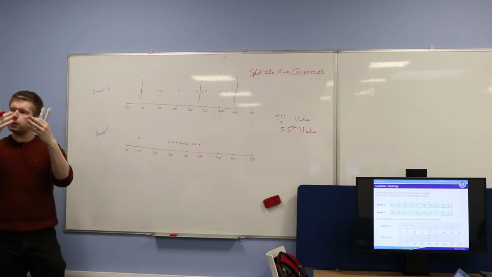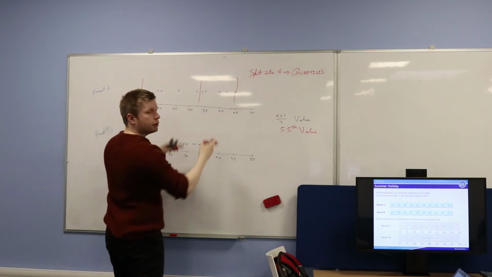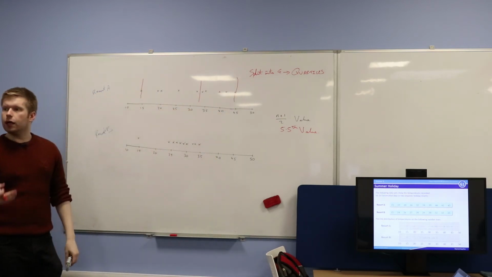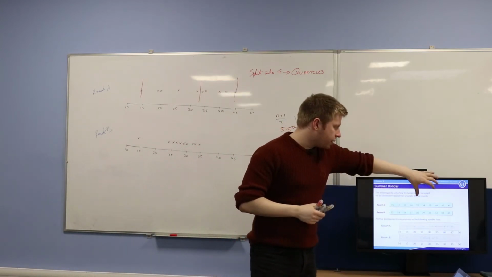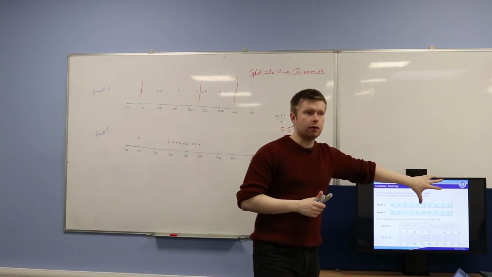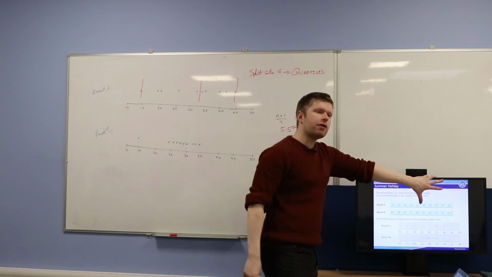But I want to split it into 4, so all I need to do is halve these again. Have a look on the screen. If I want to find the halfway point, remember that's my median there. If I want to find the halfway point of my lower half, where is that going to be?